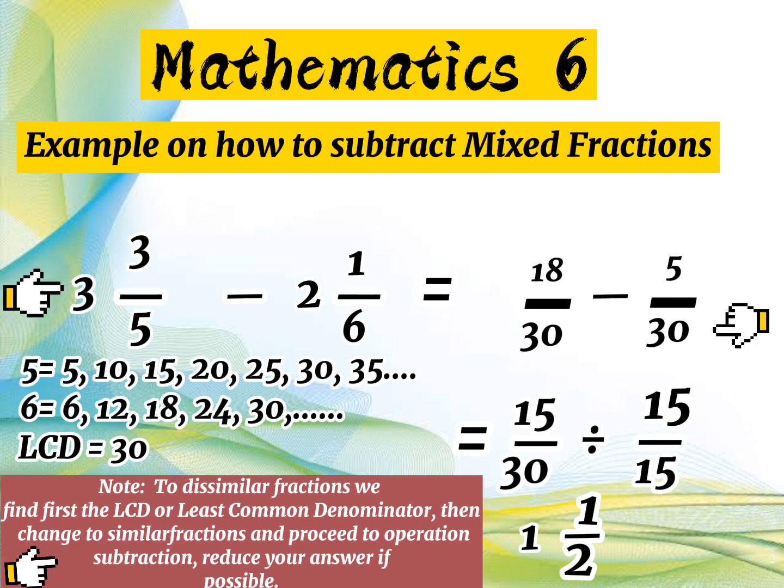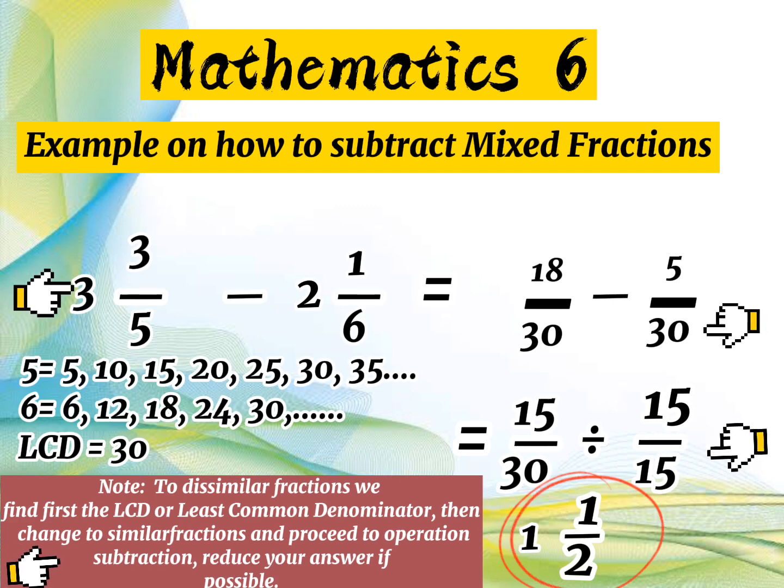We use the listing method or skip counting method to find the LCD of the given fractions. The LCD of 5 and 6 equals 30. We use 30 to change 3 and 3/5 and 2 and 1/6 into similar fractions. It becomes 18/30 minus 5/30, and perform the operation. 18 minus 5 equals 13, and copy the denominator 30. 15 and 30 are divisible by 15, so we divide both by 15. 15 divided by 15 equals 1, 30 divided by 15 equals 2, and then subtract the whole numbers. 3 minus 2 equals 1. The final answer, class: 1 and 1/2.